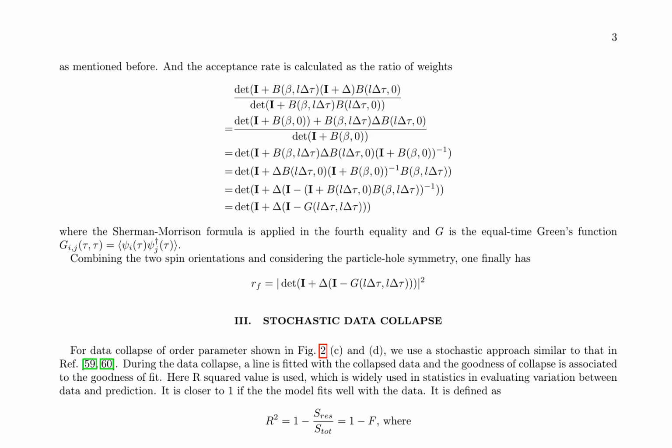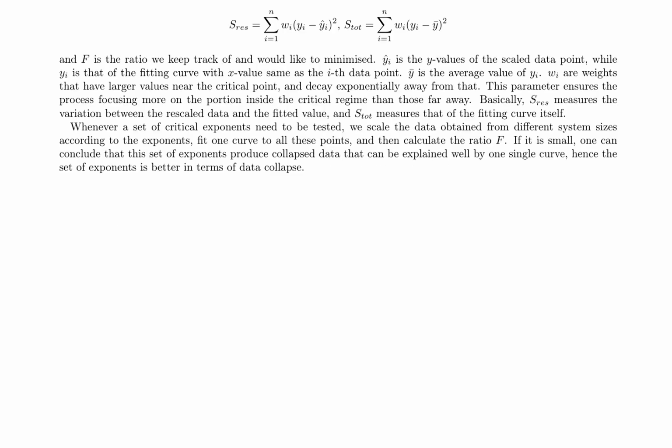In the context of stochastic data collapse, the authors employ a method similar to that in references 59 and 60 to collapse the order parameter data shown in Figure 2, C and D. This involves fitting a line to the collapsed data and evaluating the goodness of fit using the R-squared value, which is a widely used statistical measure. The R-squared value is defined as 1 minus the ratio of the sum of squared residuals to the total sum of squares. The authors use weights that decay exponentially away from the critical point to focus the fitting process on the critical regime.